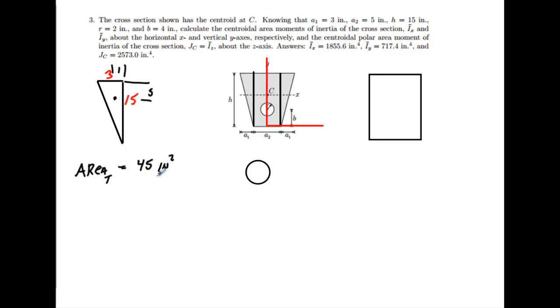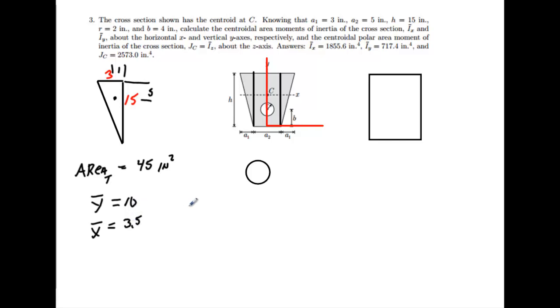So we have area. We have y bar. Y bar coming from here up to the center of that is going to be 15 minus 5. That's going to give me 10. We got x bar, coming from the center of this. So I'm going to come over, let's see, A2 I believe was 5. So we're going to come over 2.5 and then come over another inch. That'll be 3.5 here.